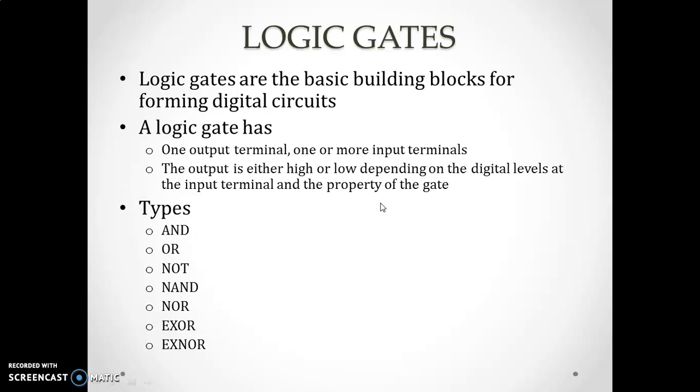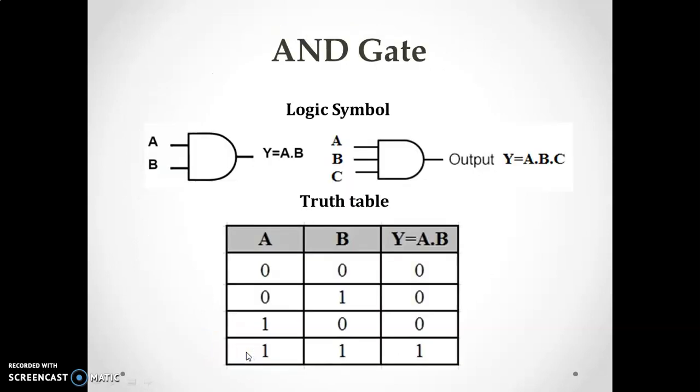The relationship between the input and output is based on a certain logic. Based on this logic, there are different types of logic gates: AND gate, OR gate, NOT gate, NAND gate, NOR gate, XOR gate, XNOR gate. The first three types of gates are called basic gates. NAND and NOR are universal gates. XOR, XNOR are special purpose gates. So let us see each and every gate in detail now.